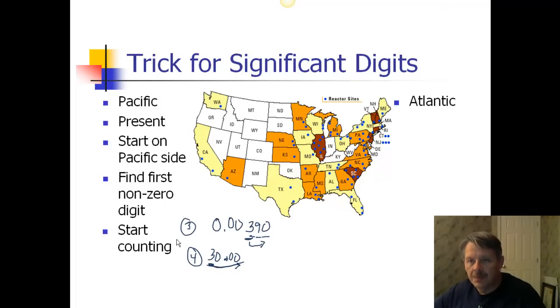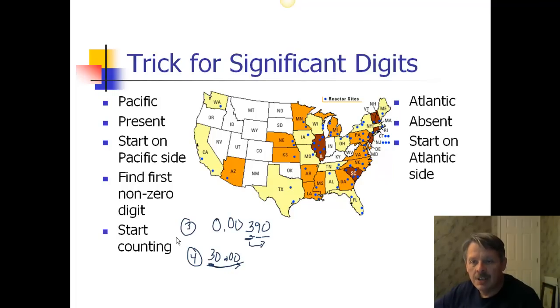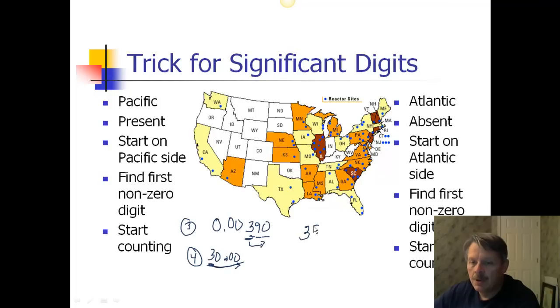Now, how about if my decimal point is absent? Notice Atlantic and absent both start with A. Well, in this case, I start on the Atlantic side, and I again find the first non-zero digit, and I count my way all the way to the other ocean. So, let's try another number. Let's try the number 39,000. Well, there's no decimal point, so we start on the Atlantic side. We find our first non-zero digit, which is the 9, and we continue counting to the other ocean. That gives us 2 sig figs here.